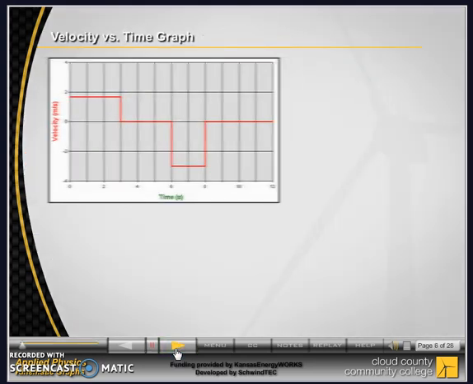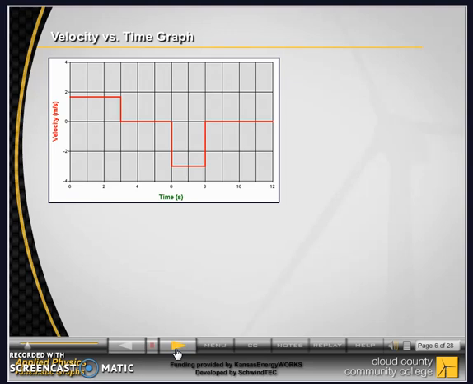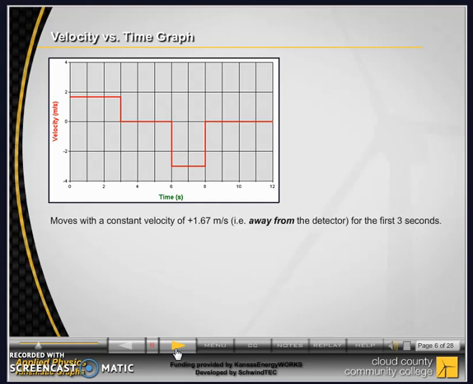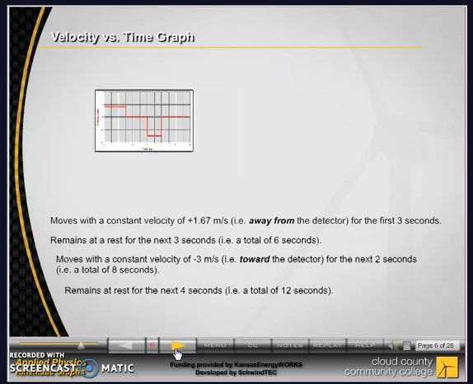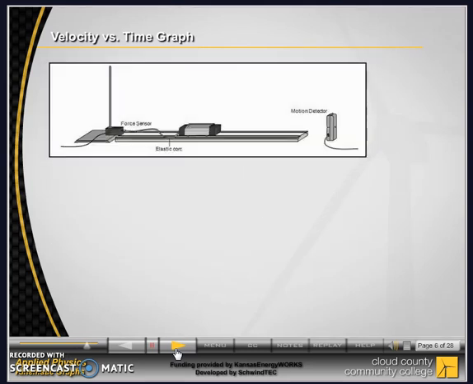What words can you use to describe the motion in the graph shown? The motion of the object described by the graph is as follows. Moves with a constant velocity of positive 1.67 meters per second for the first 3 seconds. Remains at rest for the next 3 seconds. Moves with a constant velocity of negative 3 meters per second for the next 2 seconds. And remains at rest for the next 4 seconds for a total of 12 seconds. This data was recorded by moving a cart in front of a motion detector on a long track, similar to the setup shown in the figure.